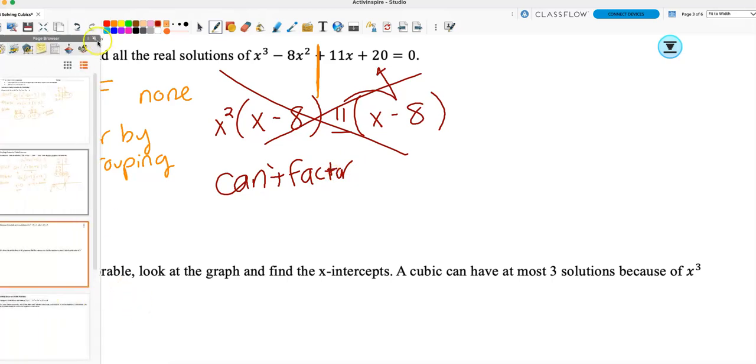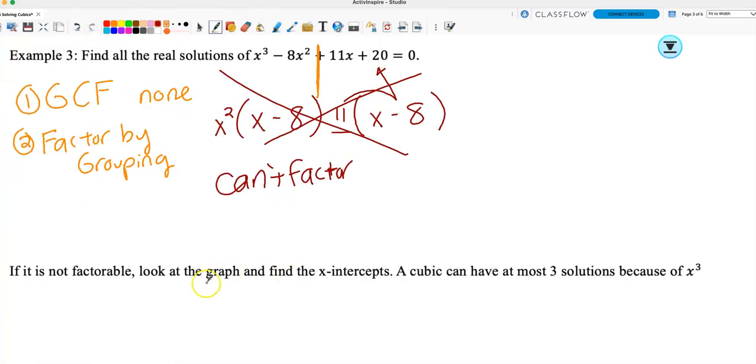If that happens, you are going to have to look at the graph on the calculator and find the x-intercepts, okay? A cubic can have at most 3 solutions. It could have 1 answer, it could have 2, or it could have 3, but it cannot have more than 3 because of that cubed. So let's head to our graphing calculator.